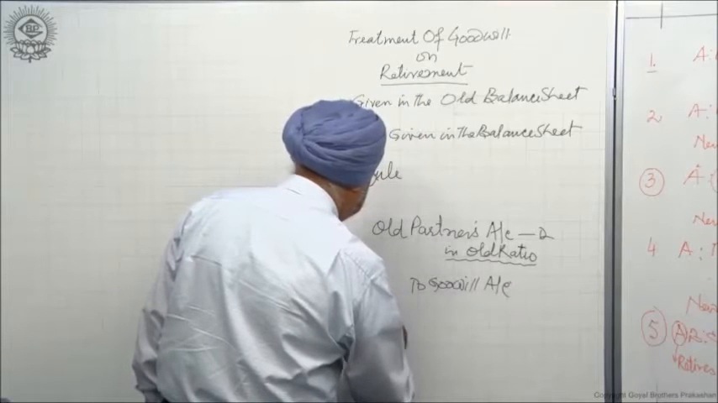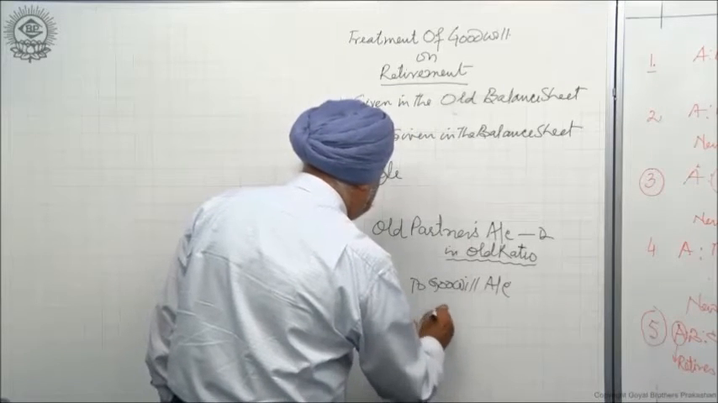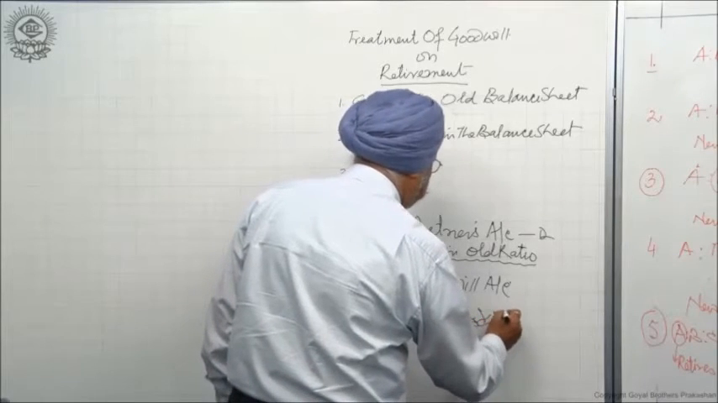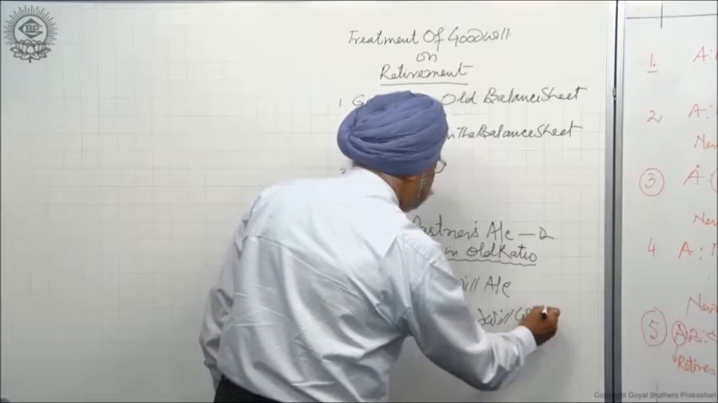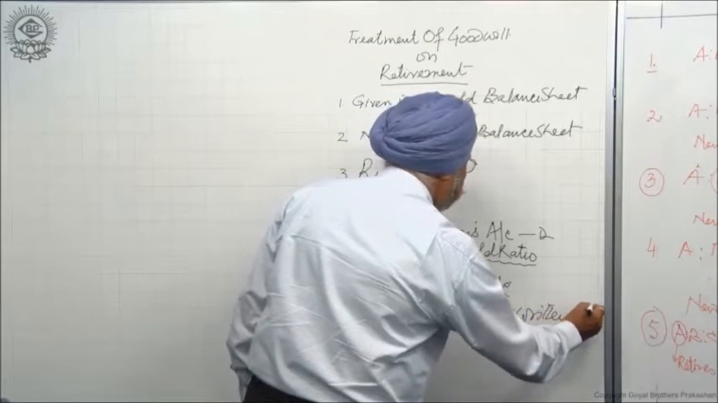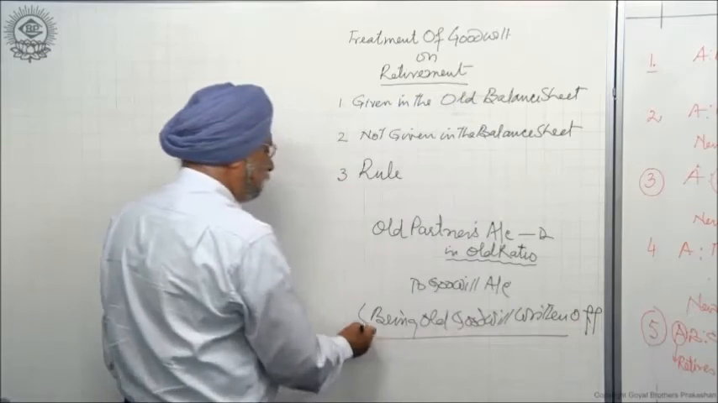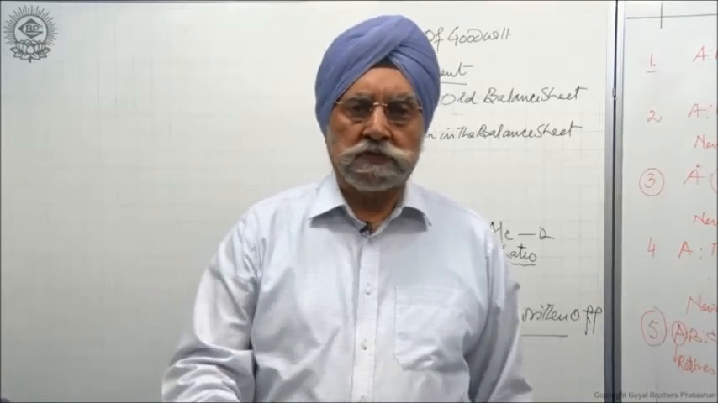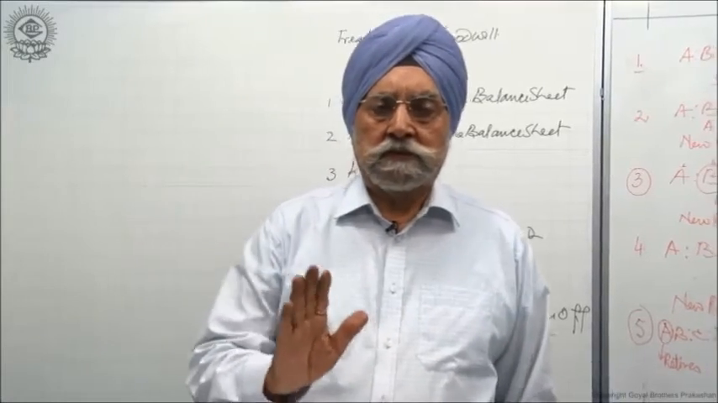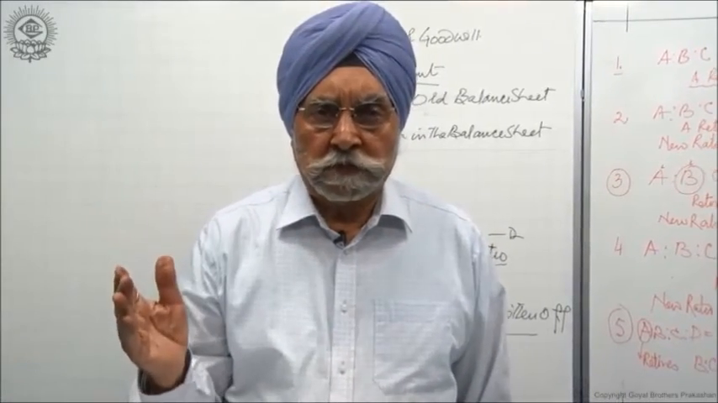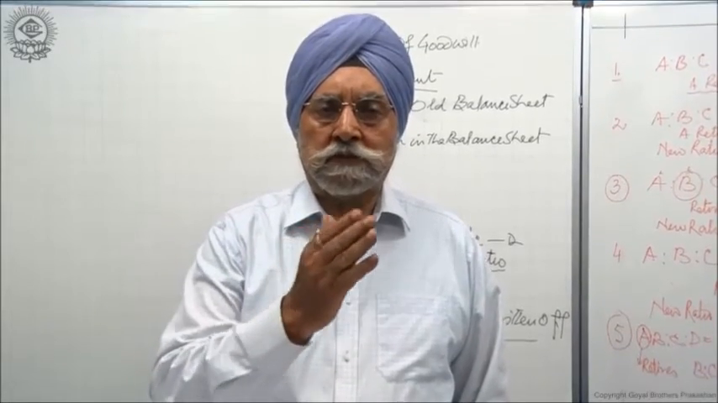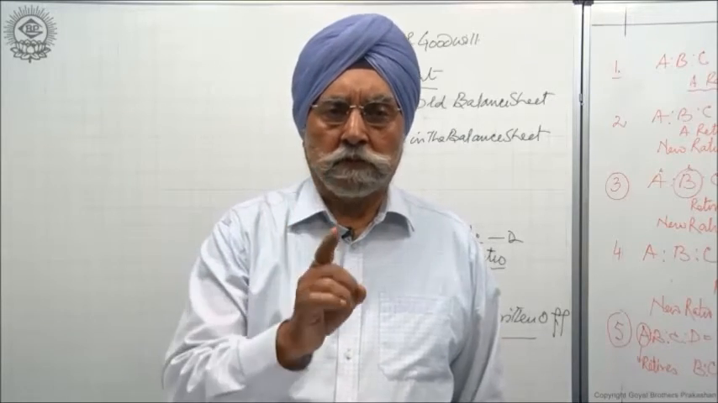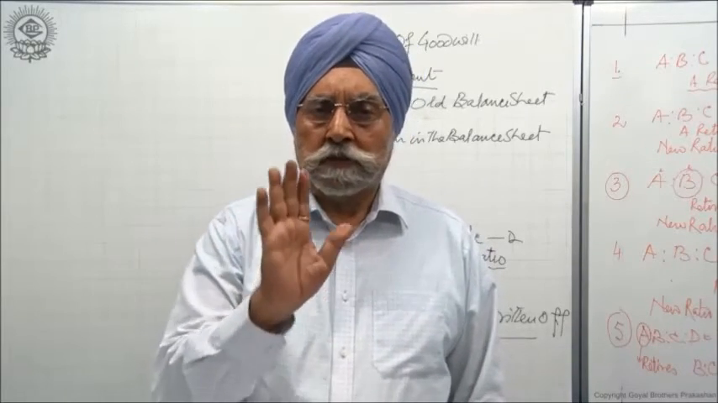Being old goodwill written off. This entry is to be passed first of all, only then you start doing anything else. This will take away the goodwill from the balance sheet, and the balance sheet is now free of goodwill. This must be done, and if you do not do this, your answer may be wrong.